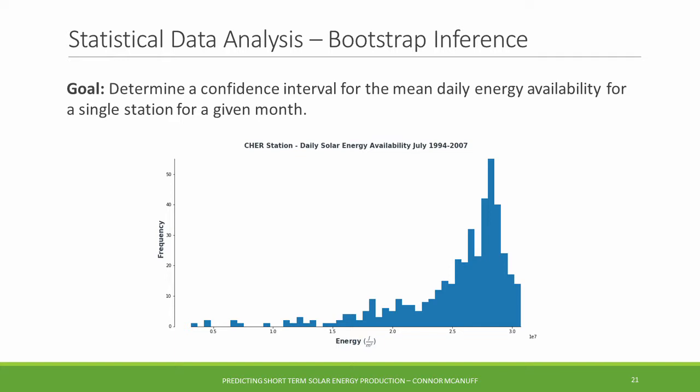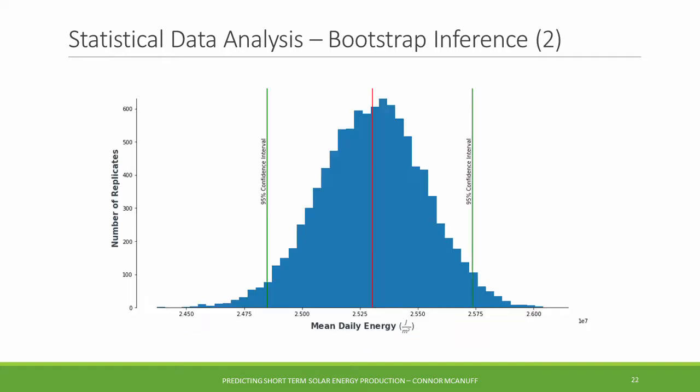The distribution of the daily energy values for Shair station for all days in July from 1994 to 2007 is shown here. The distribution is certainly non-normal. Let's take 10,000 sets of samples with replacement from this distribution and calculate the mean of each of those samples. We can plot a histogram of the replicate means and calculate the values between which 95% of the means fall into. These are the 95% confidence intervals. We can also calculate the mean of the replicate means.